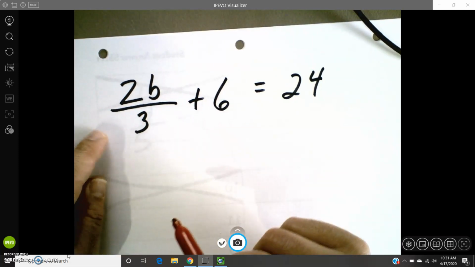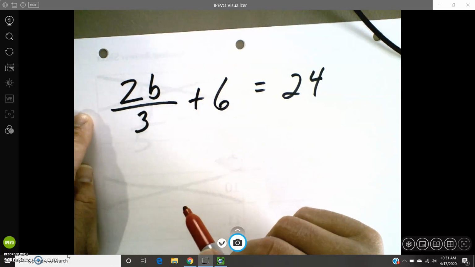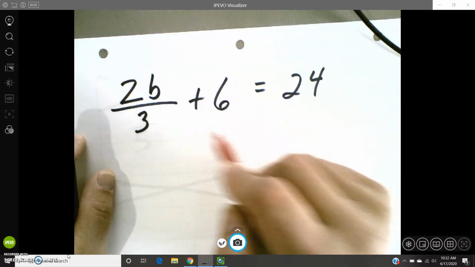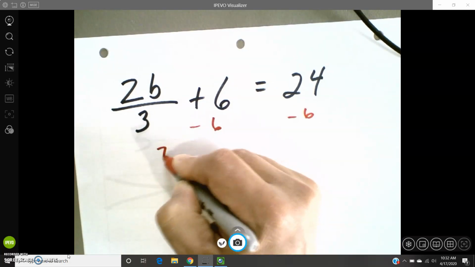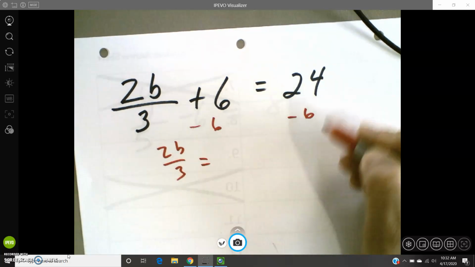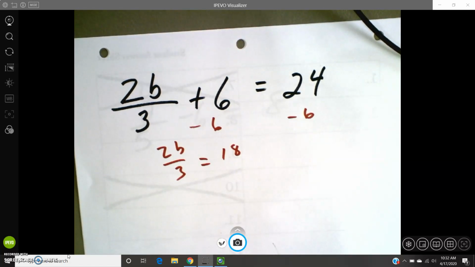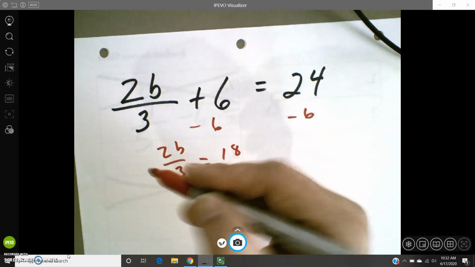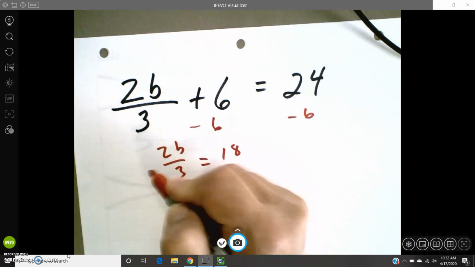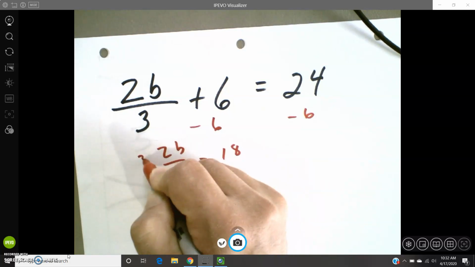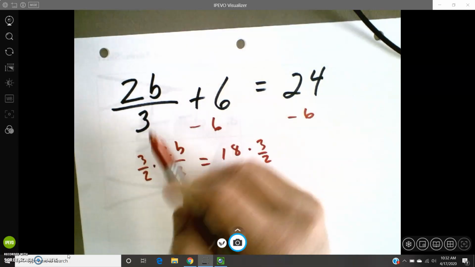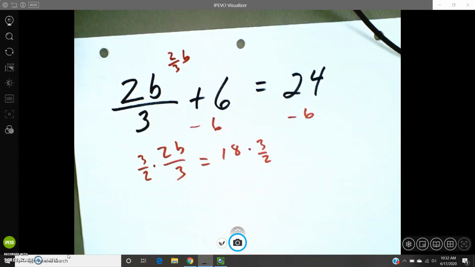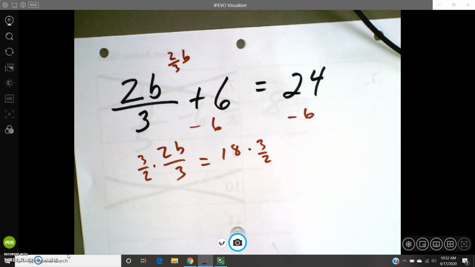All right, this one lends itself a little easier to multiplying by 3, then dividing by 2 after we move this 6 over. So I'm going to show you that. So I subtract 6. I get 2b over 3 equals 18. I'm going to multiply, in fact, I'm going to do the reciprocal here again. I'm going to multiply both sides by 3 over 2. Again, if you understand that this is also 2/3 b, they mean the exact same thing. Okay, then you see that you can still use a reciprocal here.